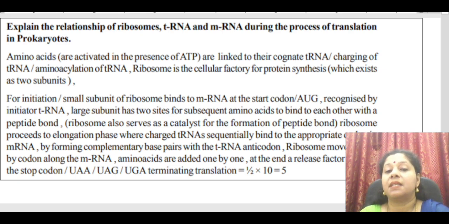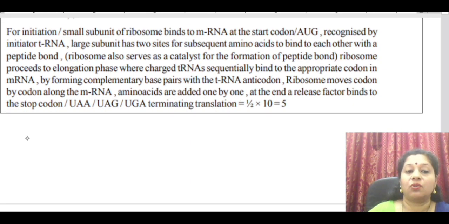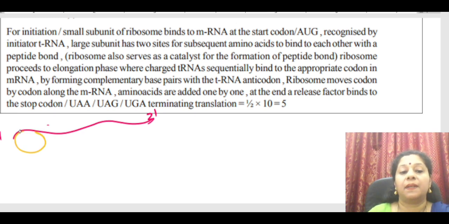Then the ribosome is a cellular factory for protein synthesis, which exists as two subunits. For initiation, or the starting of the process, the small subunit of the ribosome binds to mRNA. So first the smaller subunit comes and binds with it, then the larger subunit also comes and binds with it.